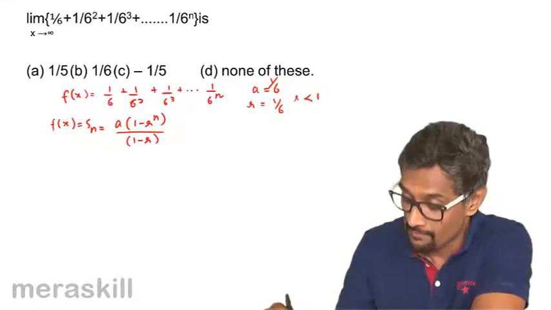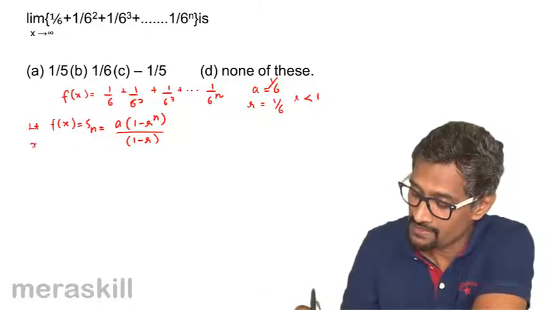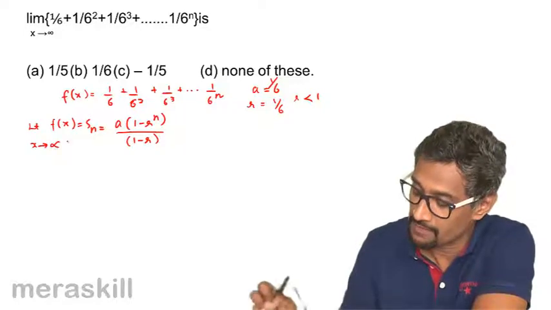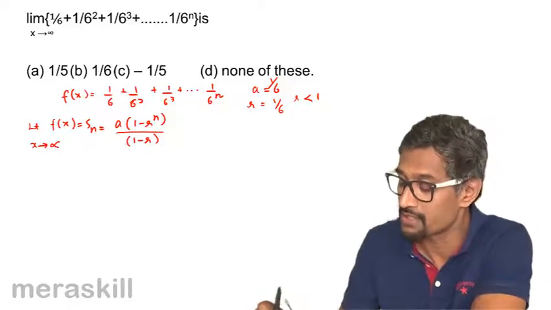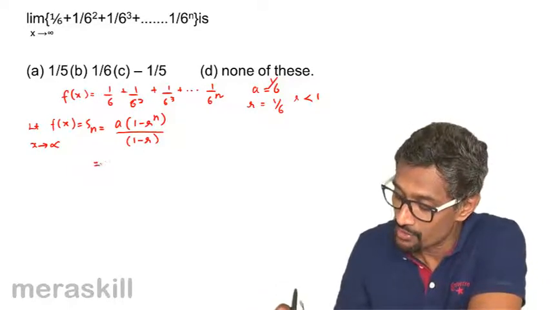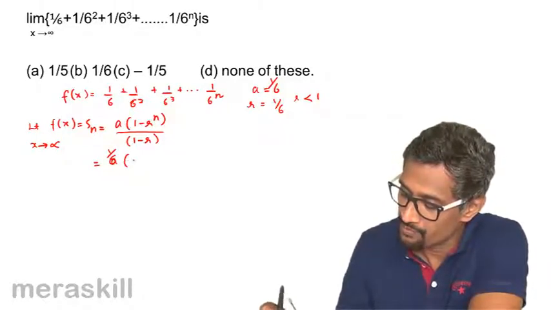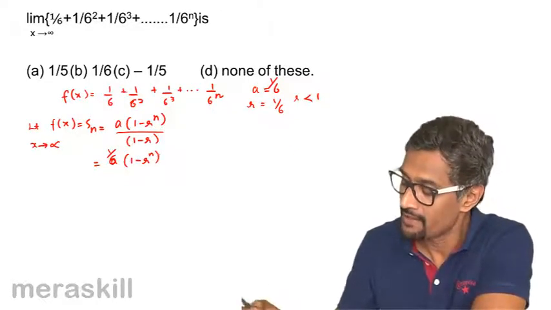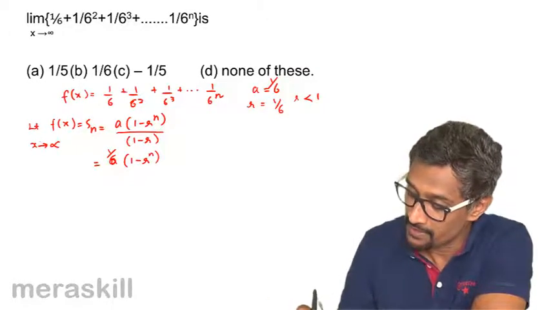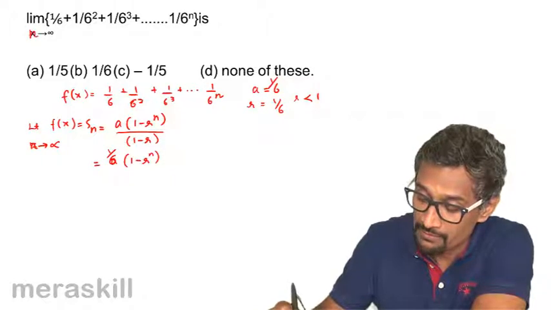So let's find out, in that case, the limit of f of x as x approaches infinity. So it is nothing but substituting. As x approaches infinity, it is actually n approaching infinity. So a is 1 by 6 into 1 minus r raised to infinity.